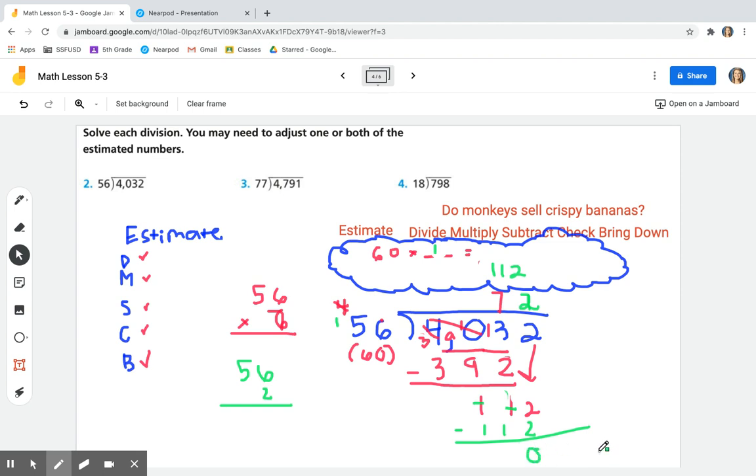0. And we have nothing else to bring down, so that means we've arrived at our answer. This remainder of 0, we don't have to count that. That has no value. So our true quotient in this problem is just 72. Great. Go ahead and write that into your book, 72.